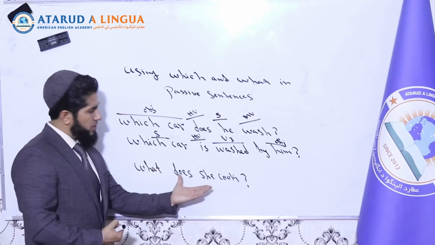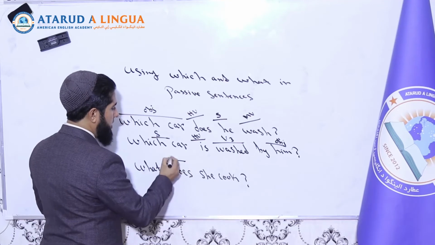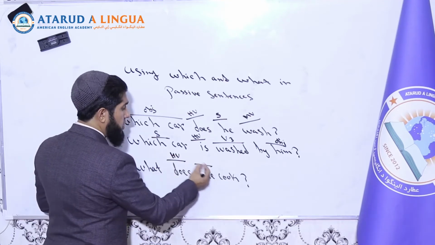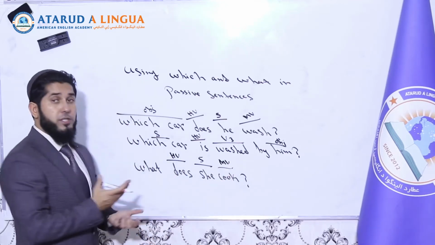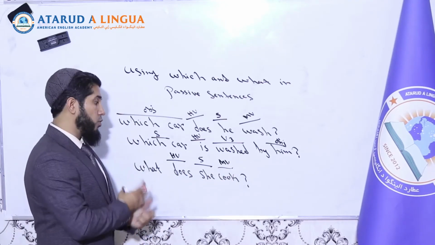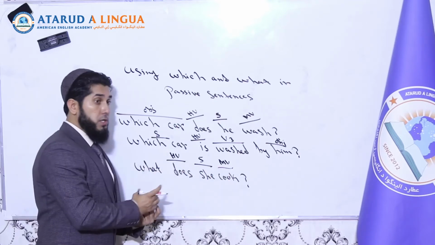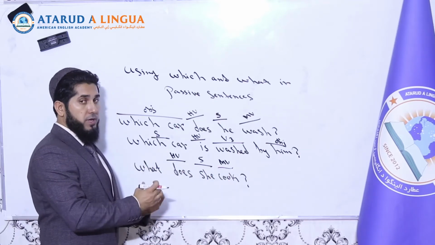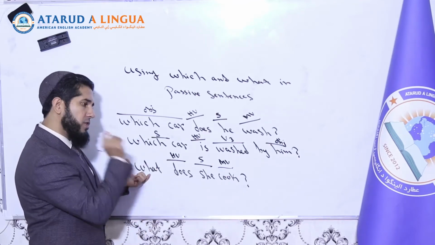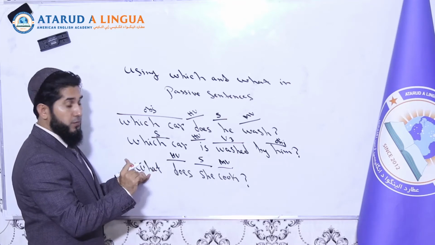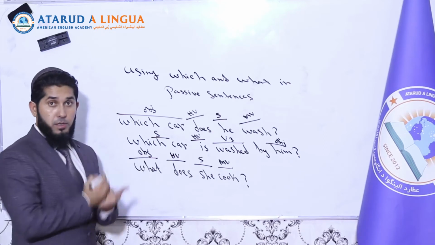For example, look at this sentence. In this sentence, the word does is our helping verb, and she is our subject, and cook is our main verb form. So where is the object? Now the question is about the object. For example, what does she cook? She cooks rice. So now rice becomes the object of your sentence. So the question with what is about the receiver of the action. Therefore, the word what itself functions here as an object.